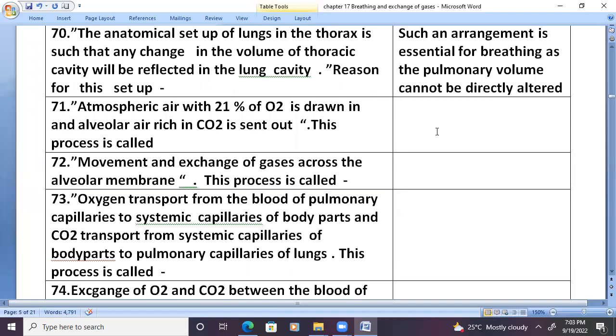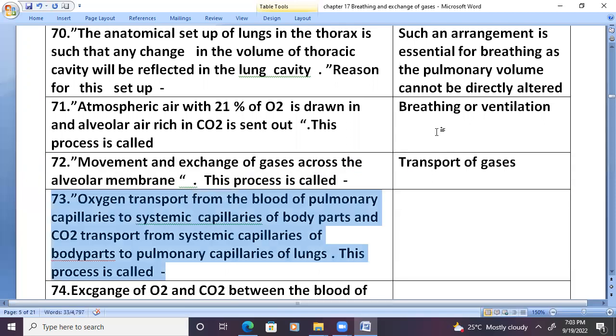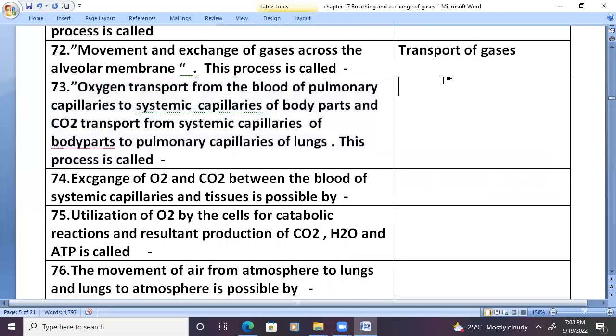Atmospheric air with 21% oxygen is drawn in and alveolar air rich in carbon dioxide is sent out. This process is called breathing, or ventilation. Movement and exchange of gases across the alveolar membrane is called diffusion of gases. Transport of oxygen from the blood of pulmonary capillaries to the systemic capillaries of body parts, and of carbon dioxide from systemic capillaries to pulmonary capillaries of the lungs, is called transport of gases.